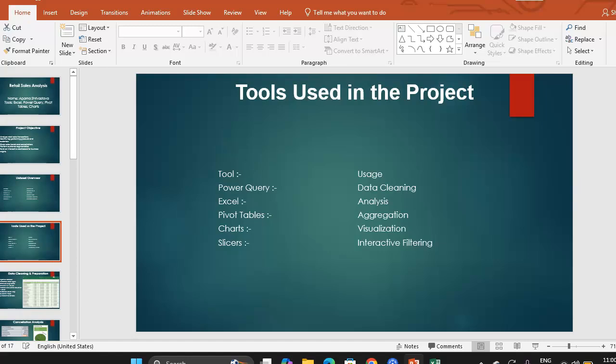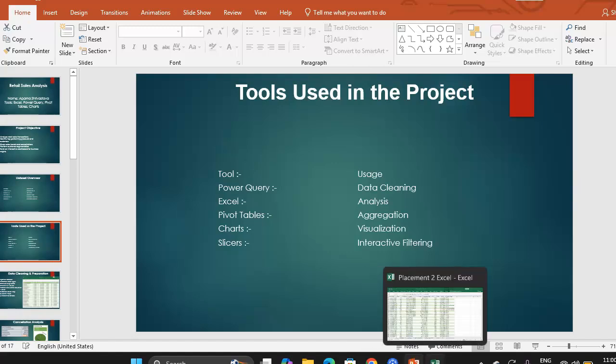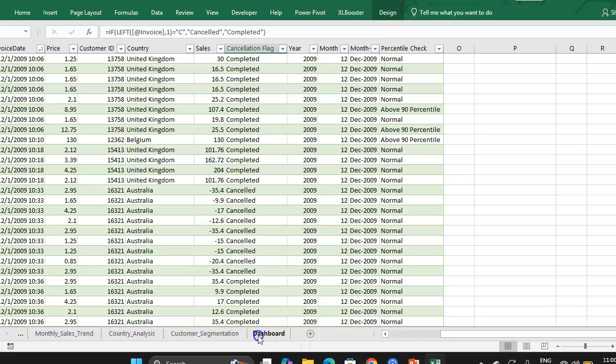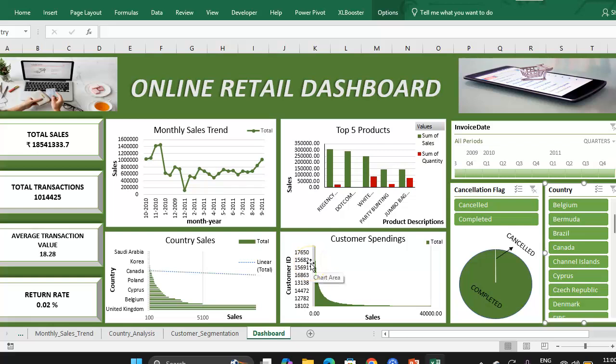Then pivot tables help summarize large amounts of data quickly and efficiently. I used pivot tables for product analysis, customer analysis, country analysis, and monthly sales analysis. I also used Excel formulas such as IF, SUMIF, RANK, QUARTILE, and PERCENTILE. For visualization, I used bar charts, line charts, and pie charts. And finally, I used Slicers to create an interactive dashboard. These tools together help complete the entire analytical workflow.